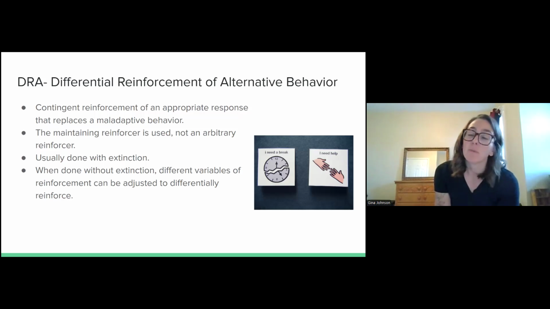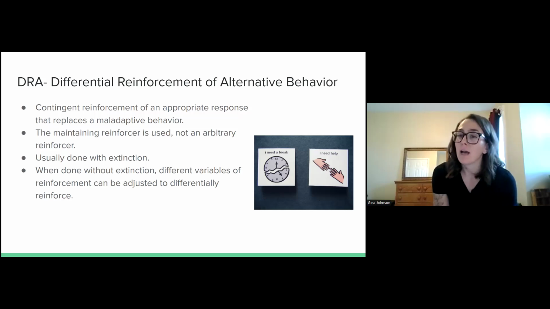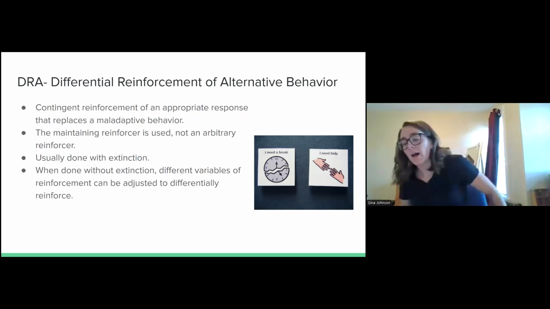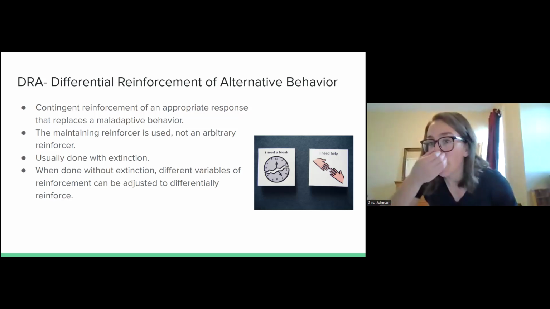So there have been studies where the problem behavior is still allowed to occur, and they're accessing that reinforcement, and DRA is still effective when other dimensions of the reinforcer are adjusted.